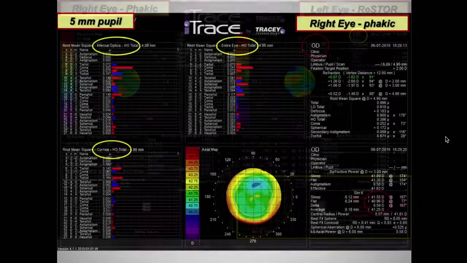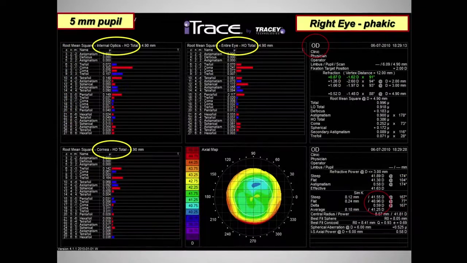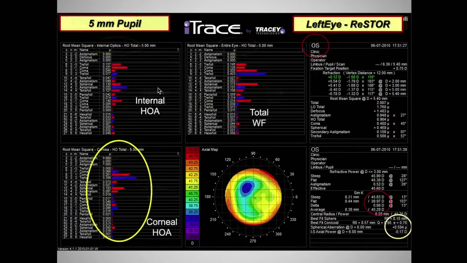So let's take a look at her cornea. This is the right eye that's post LASIK. There's the ablation. Now she again has big pupils. Undilated in a darkened room, her pupils are up to 5 millimeters. And then there's the total wavefront comparing the internal and the cornea. Why is she getting some internal ones? This is a phakic eye. Well, she does have a little cataract in that eye.